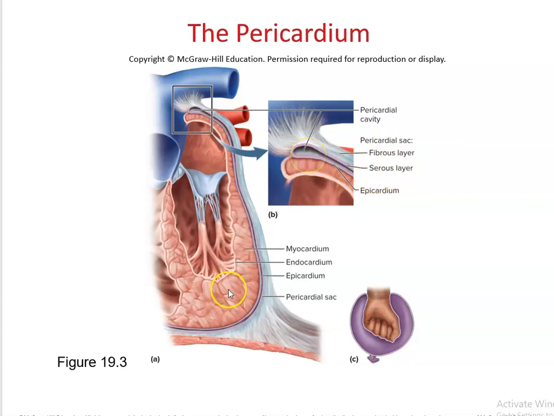The heart wall is made of three layers of tissue. The epicardium, which is the outer layer of the heart. The myocardium, which is the major cardiac muscle. Then there's a smooth layer called the endocardium. These three layers form the wall of the heart.